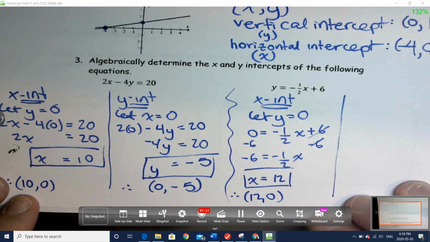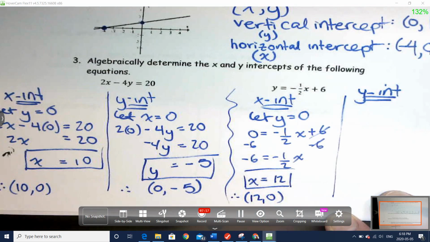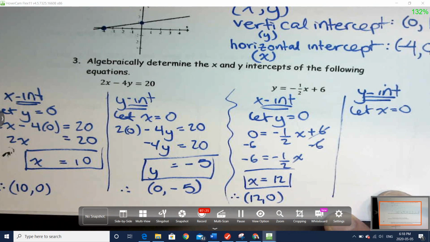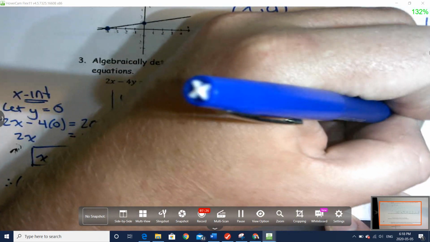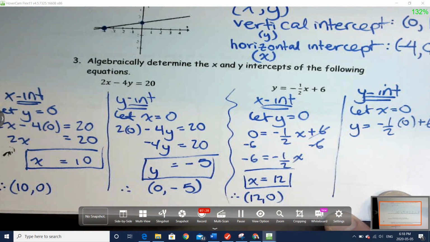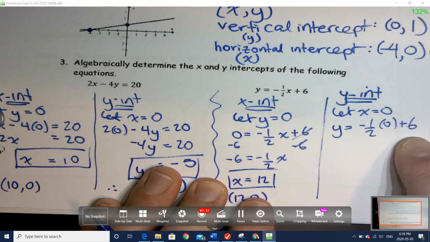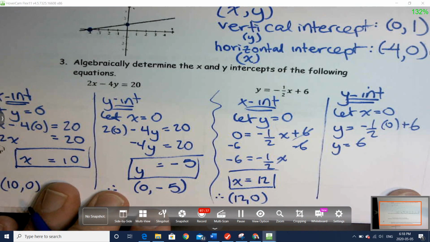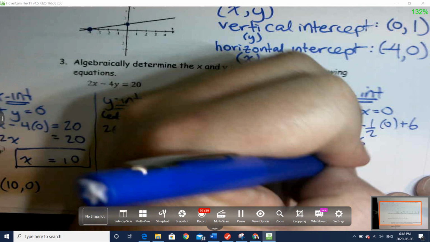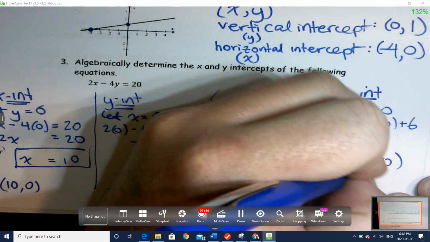The coordinate for the y-intercept, let x equal 0. That means that y equals negative 1/2 by 0 plus 6. You'll notice that it's really just the tail end of this equation, when it's isolated like this, that will be your intercept. Y is 6. That means the coordinate for this intercept is 0 for the x value and 6 for the y value.